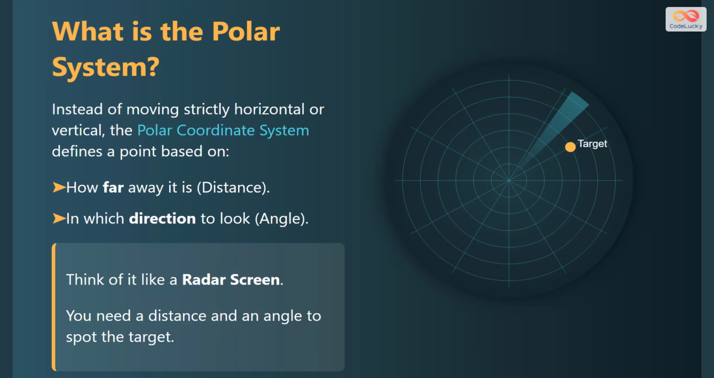Enter the polar coordinate system. Instead of a grid of squares, imagine a radar screen. In this system, we define a point's location based on two things: how far away it is from the center, and in which direction we need to look. It is a system built on distance and angles.